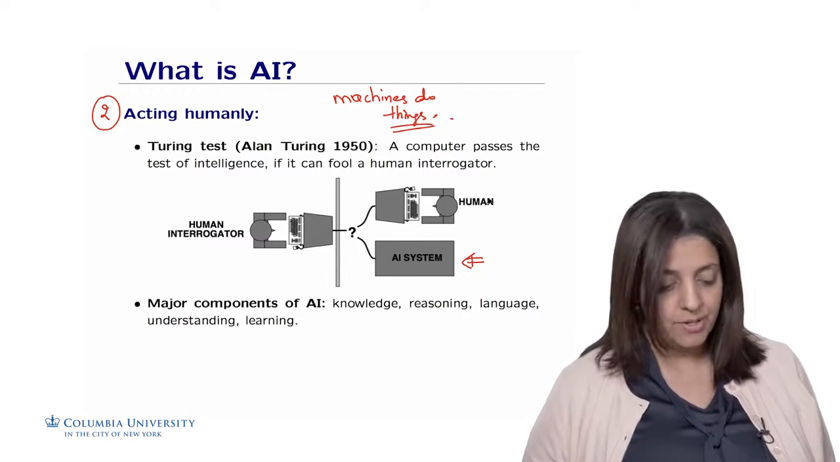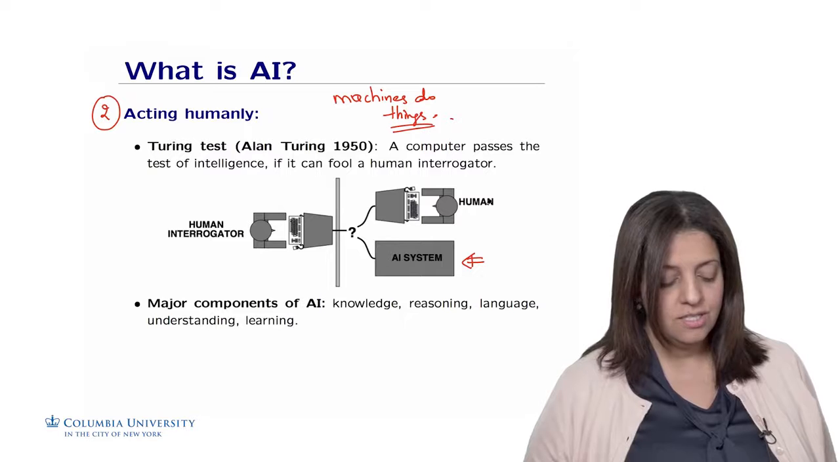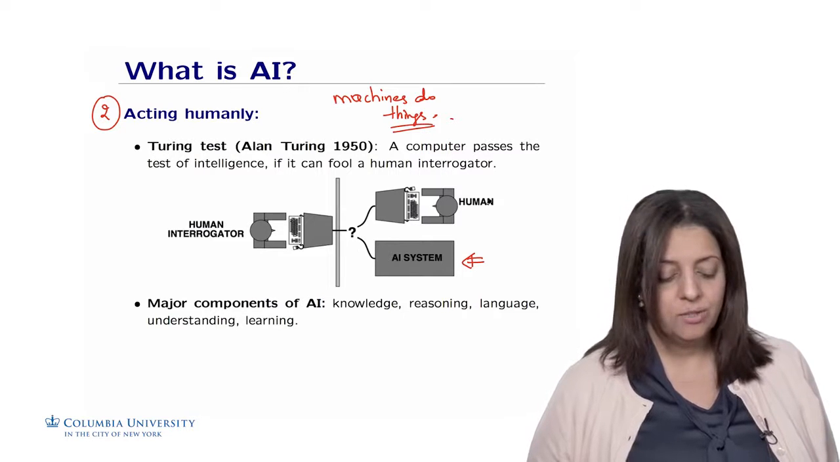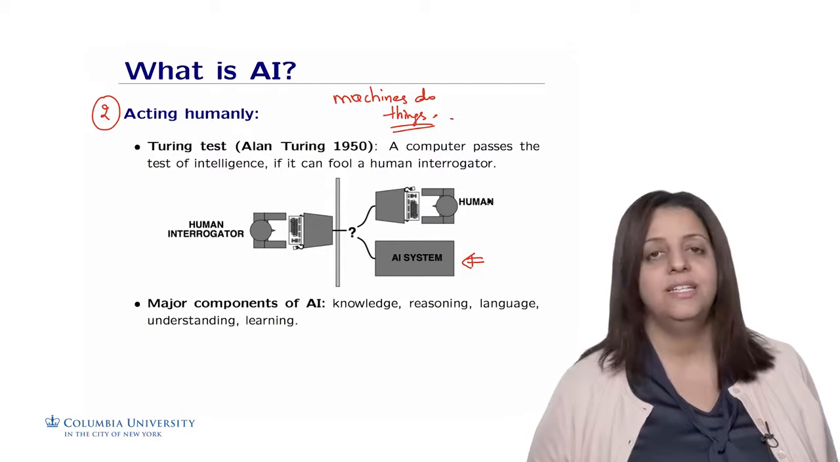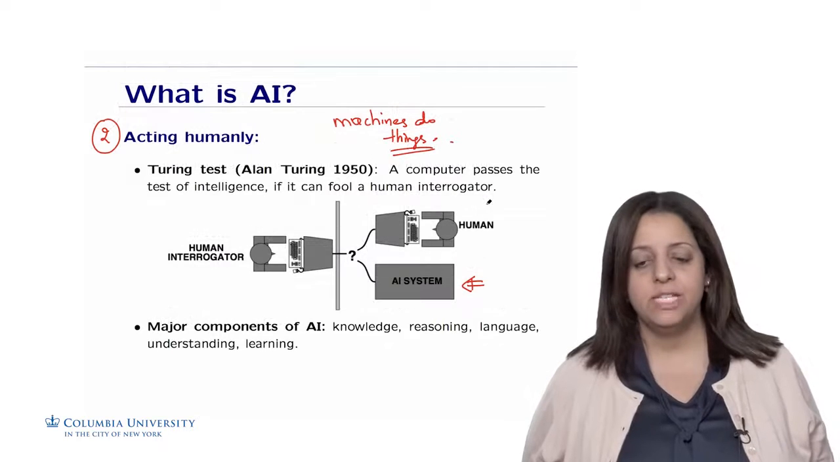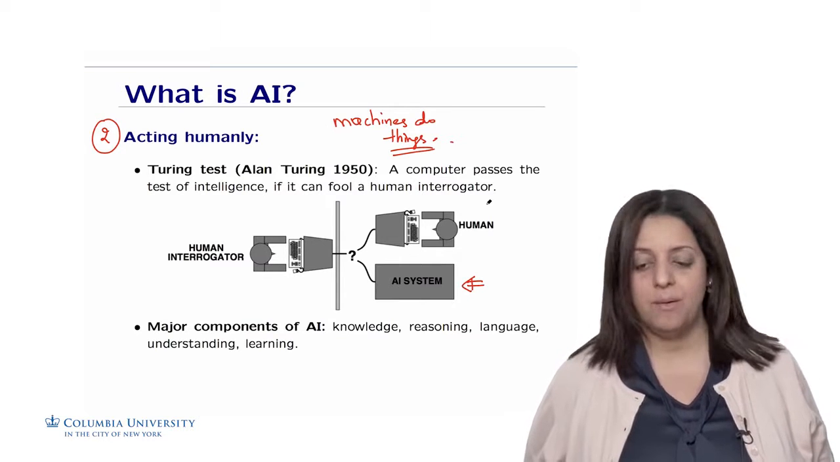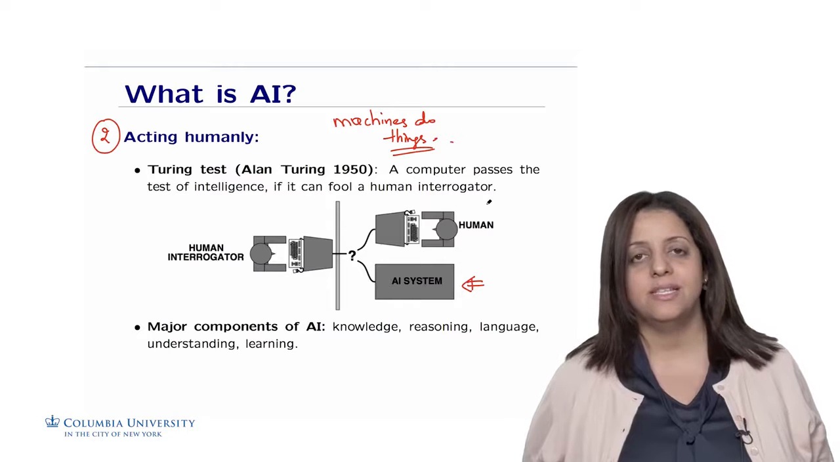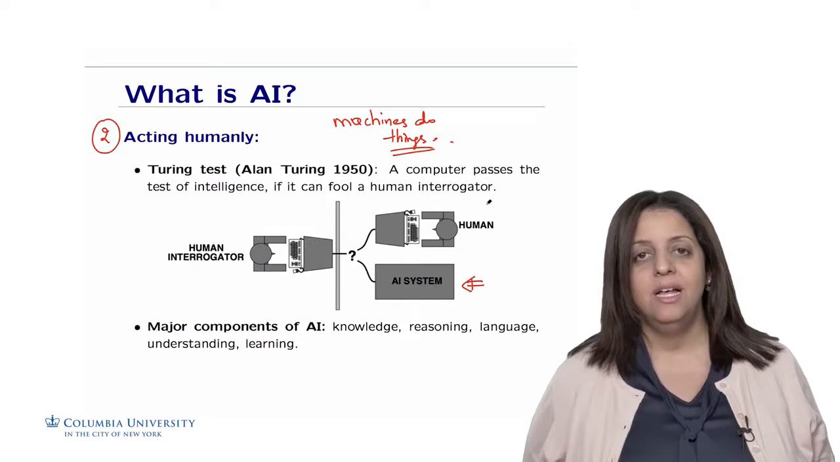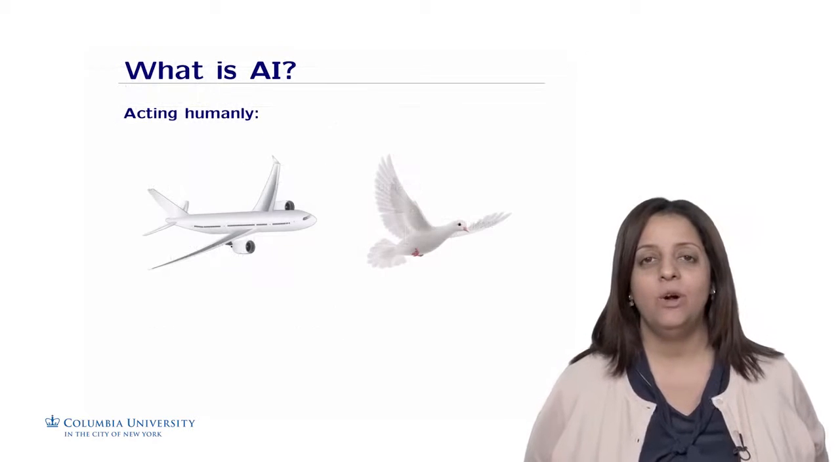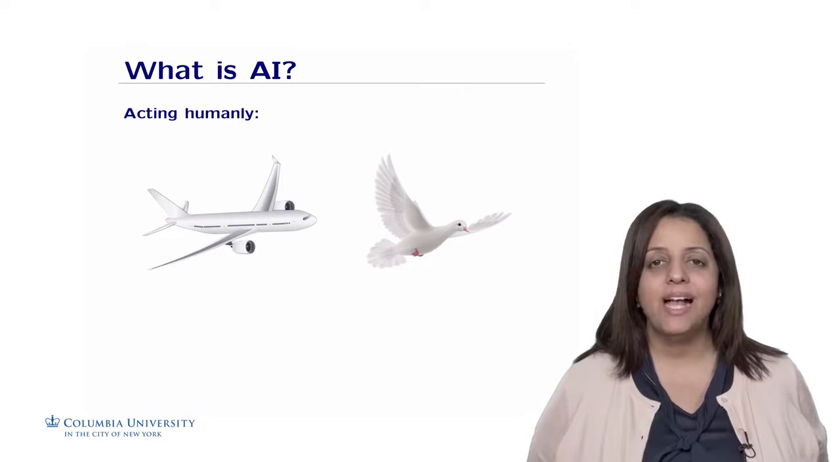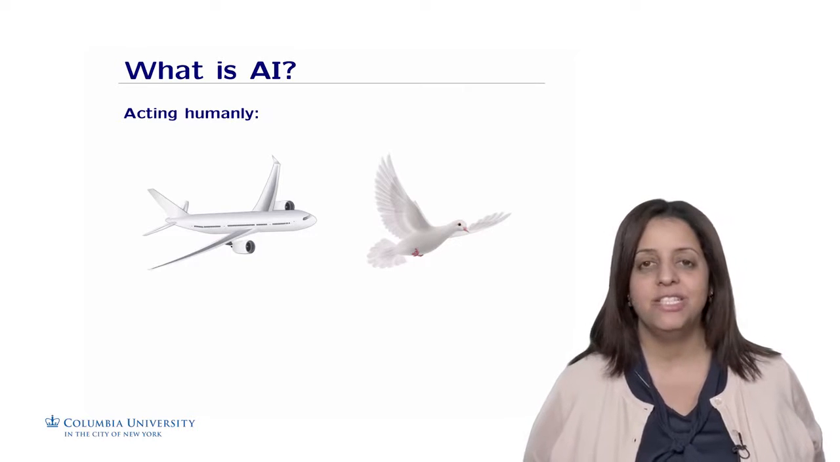In his paper, Alan Turing also suggested major components of AI, including knowledge, reasoning, language understanding, and learning. He also anticipated many of the arguments against AI that would come up in the next 50 years. Acting humanly, or making machines do things, has inspired many discoveries, including flying.